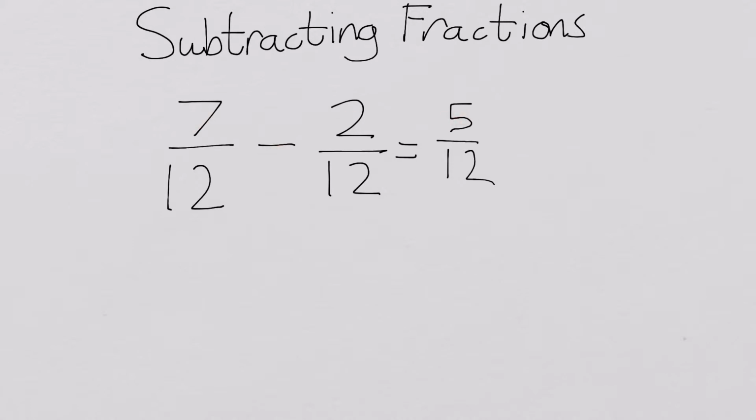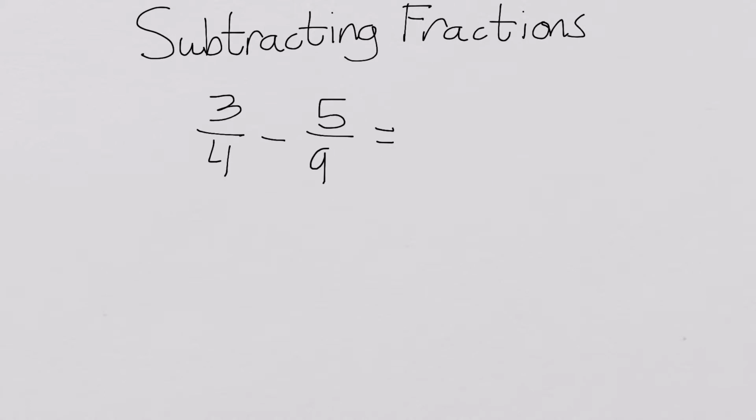But what if we don't have a common denominator? Let's check that out now. Here I have 3/4 minus 5/9. Notice we do not have a common denominator. This has a 4 in the denominator. Here is a 9. So we're going to have to create some equivalent fractions so that they will have their common denominator. Now, since 4 and 9 are not related, we have to change both of those.